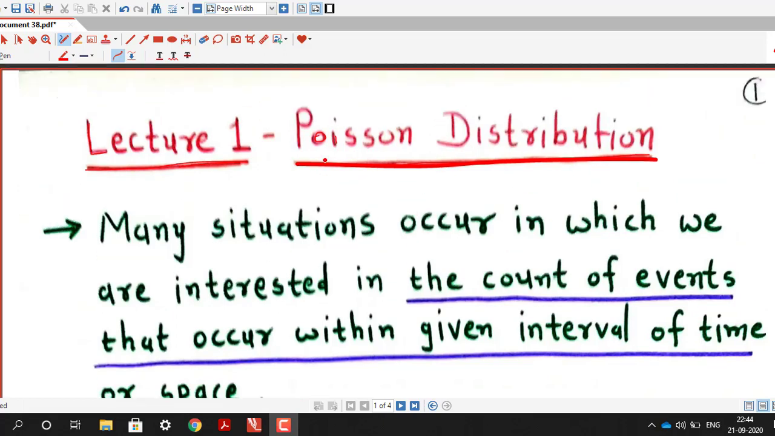In this lecture we are going to discuss a discrete probability distribution known as the Poisson distribution. So in this lecture we will see the formula for the probability mass function of a Poisson random variable, and we will see how to calculate probabilities using this Poisson probability mass function formula.